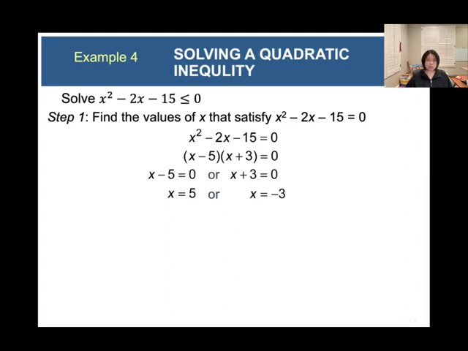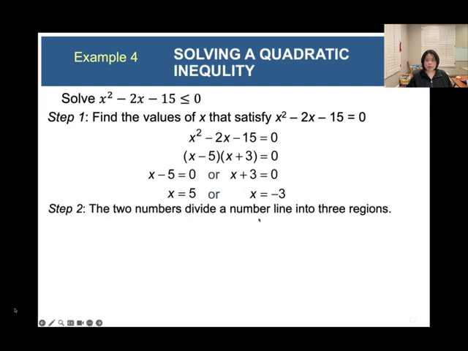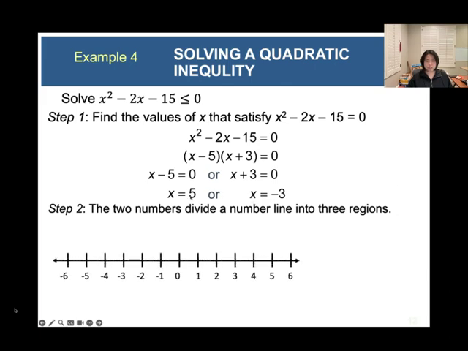This is step 1: assume this is an equation, factor it out, and find the x. And then the two numbers divide the number line into 3 regions. So we have the number line here, and we have the solutions x = 5 and x = -3. We use closed dots since the inequality symbol includes equality. We use the closed dot here because we do have an equal sign in our original question. If this were strictly less than, we'd be using the open dot.